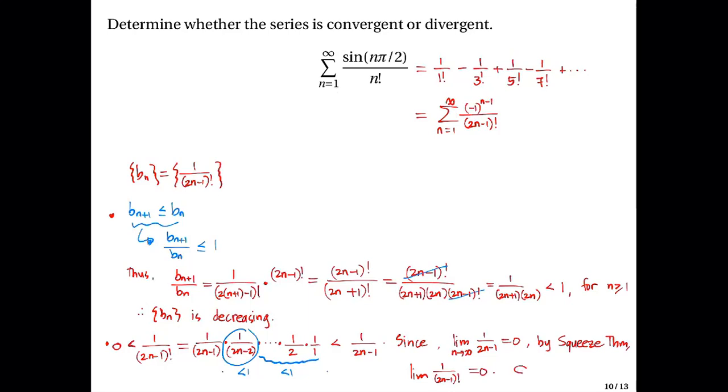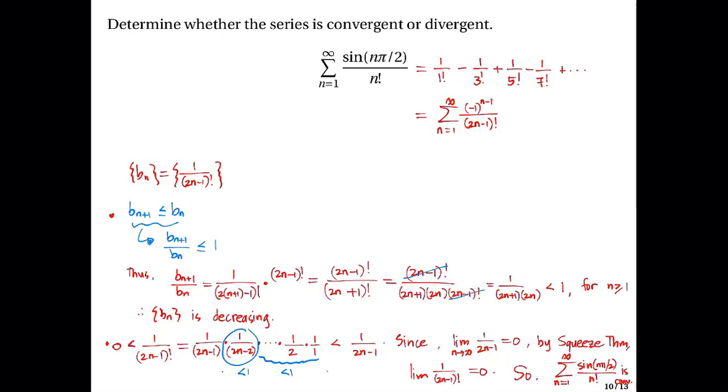So, the series sine n pi over 2 divided by n factorial, from 1 up to infinity, is convergent. So, I don't have enough space here. Sulat nyo na lang, ha? Convergent. Okay?